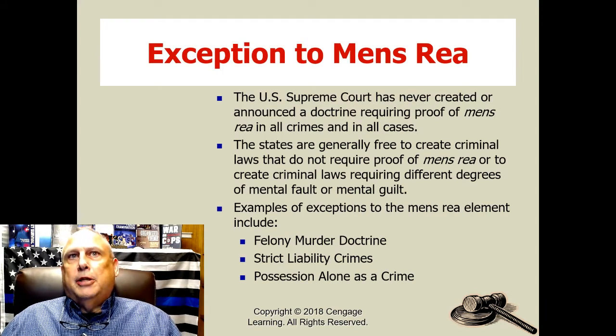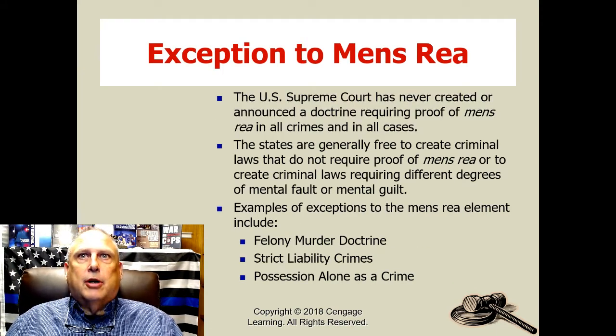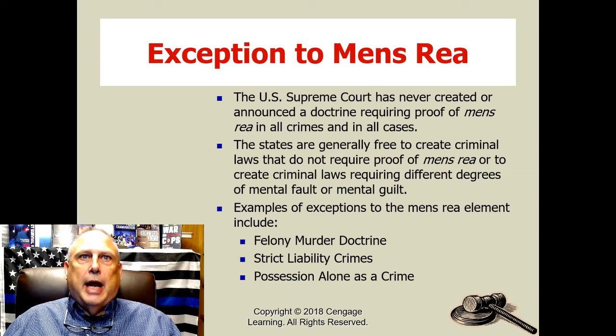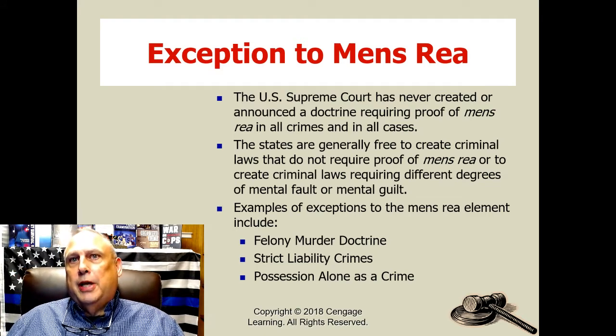The exception to mens rea: the Supreme Court has never created or announced a doctrine requiring proof of mens rea in all crimes and in all cases. The states are generally free to create criminal laws that do not require proof of mens rea or to create criminal laws requiring different degrees of mental fault or mental guilt. So some of the examples of the exception to mens rea include felony murder doctrine, strict liability crimes, and then possession alone as a crime.